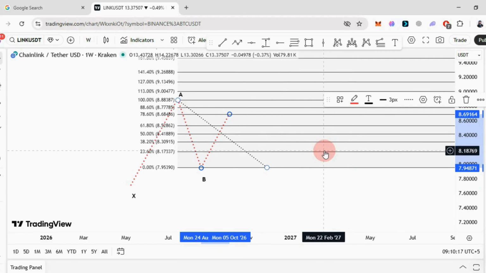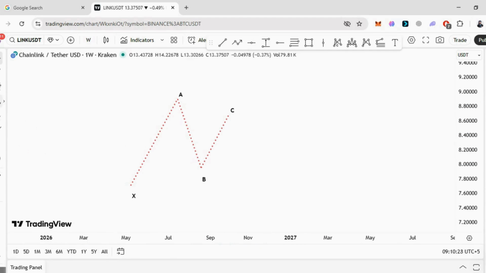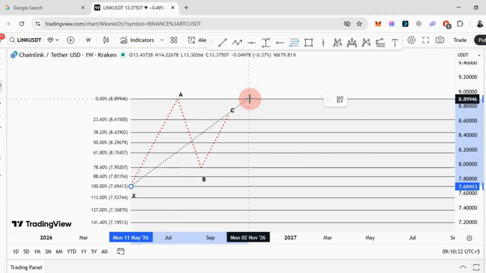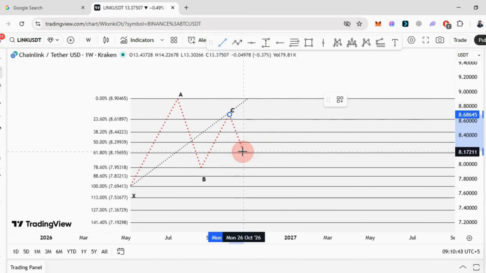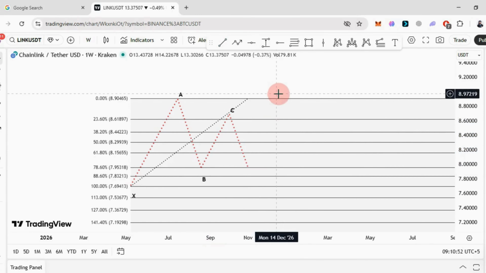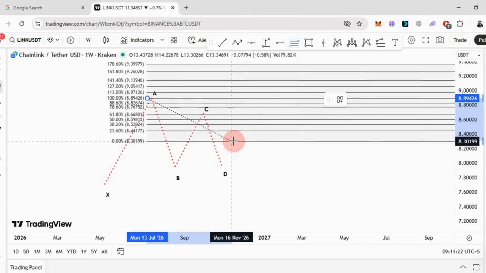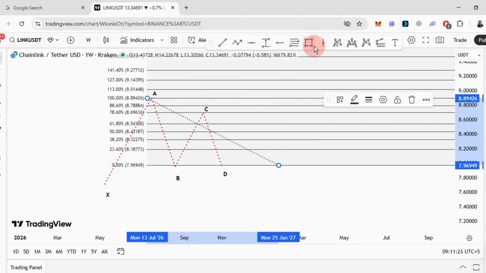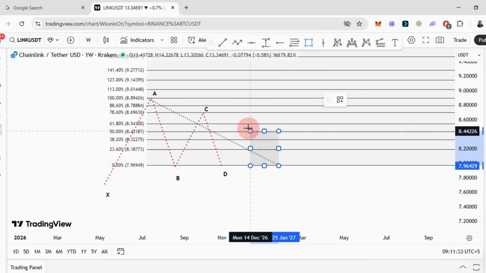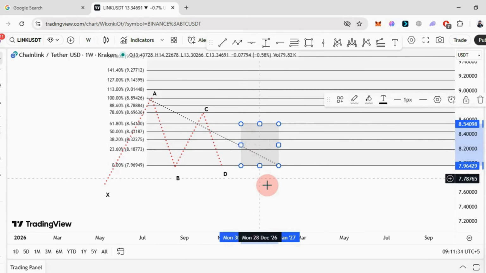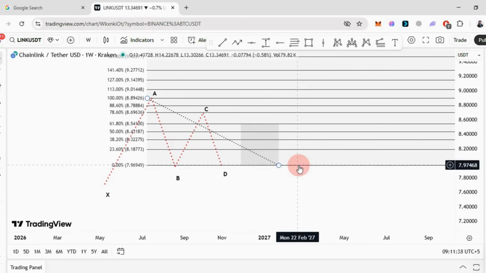0.886. To find point D, we take the Fibonacci retracement from X to A. Point D will fall sharp at the 78.6 level. For take profit and stop loss, take profit is calculated using the Fibonacci retracement from A to D. Target 1 is 0.382, target 2 is 0.618.